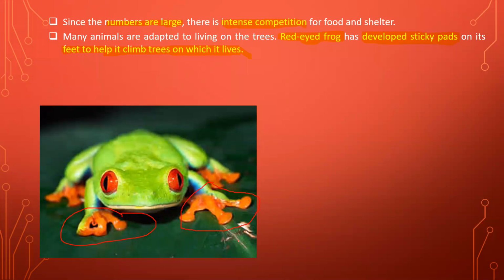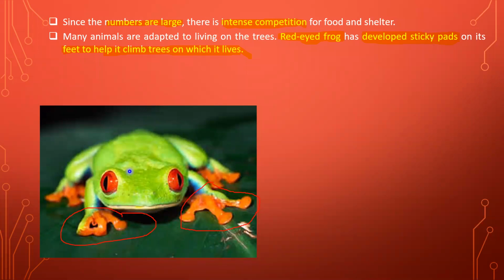And also their color is green, which matches with the plants, with the color of the tree. So the enemy cannot see them easily, like snakes cannot see them easily. So in this way, you can consider the adaptations.